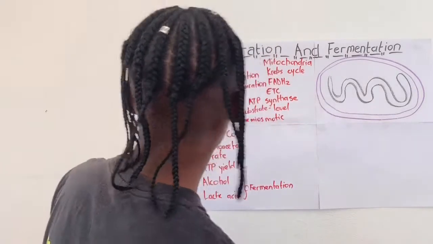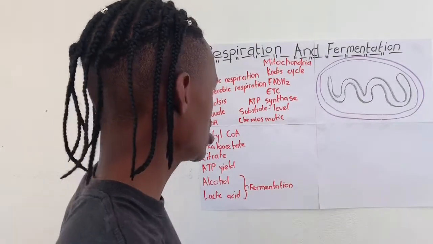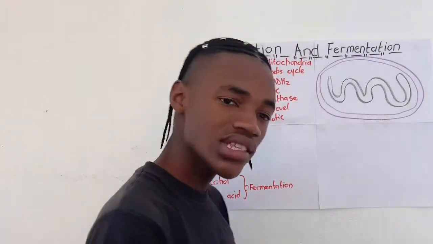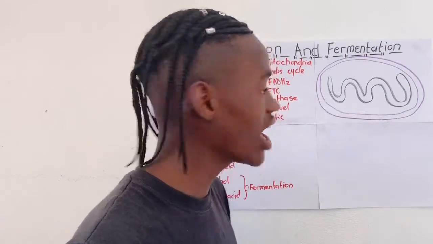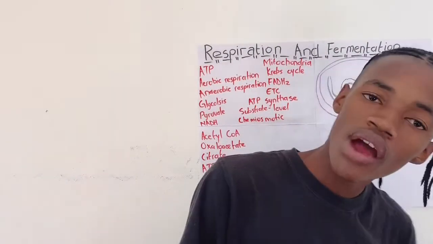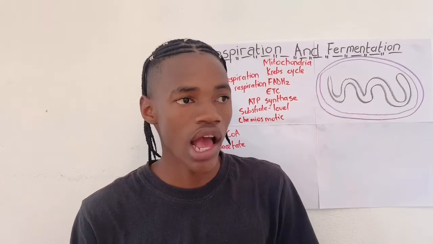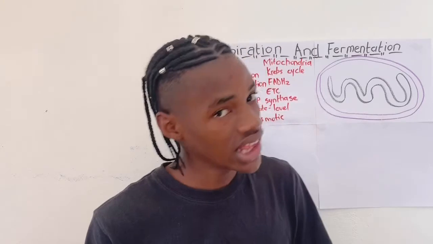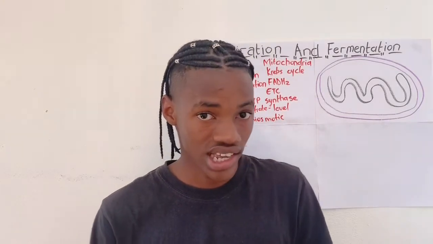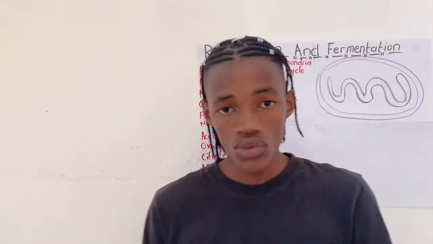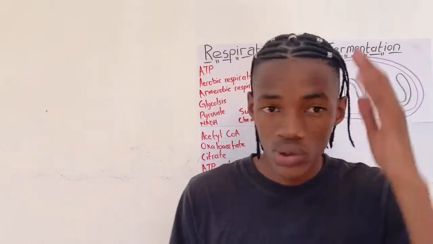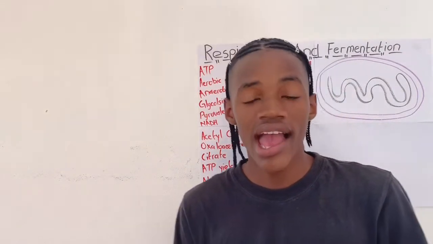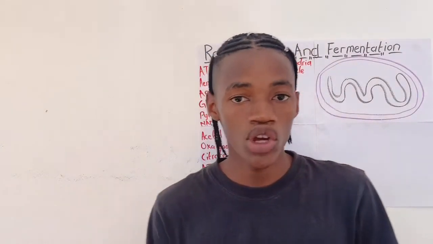And then respiration is divided into two processes: aerobic respiration and anaerobic respiration. Aerobic respiration is cellular respiration that requires oxygen, and anaerobic respiration is cellular respiration that does not require oxygen. Respiration is a process that occurs in the mitochondria, and it produces ATP, and ATP is very essential in the cell because it provides the cell with the energy it needs to do its job.